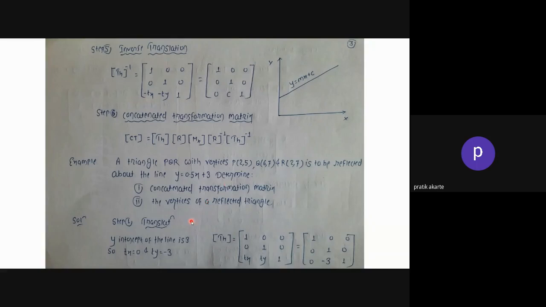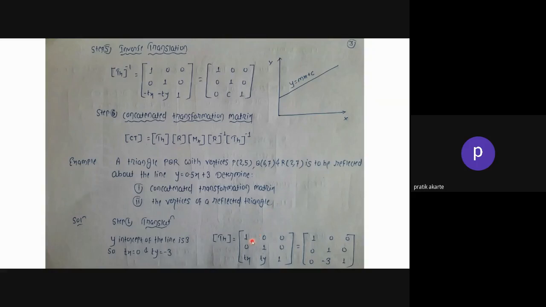Okay, so let us start with the solution. Step number 1, translation. First, we have to translate this line so that it will pass through the origin. For that, we have to shift its y-intercept to 0. So here the y-intercept is plus 3. We are making that y-intercept minus 3, so that your line along with the entity will pass through the origin.